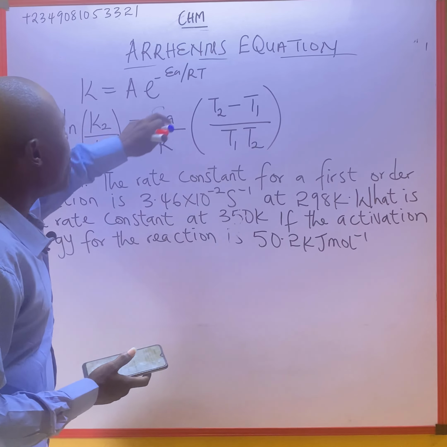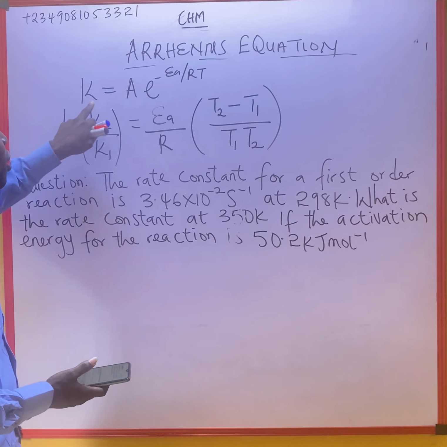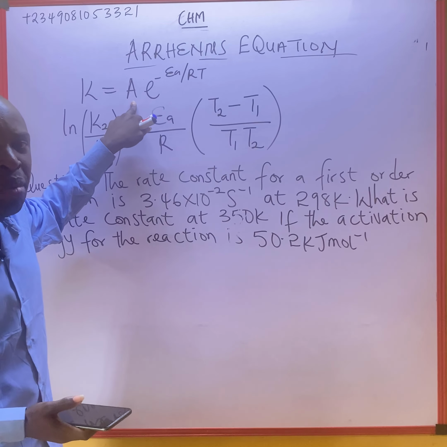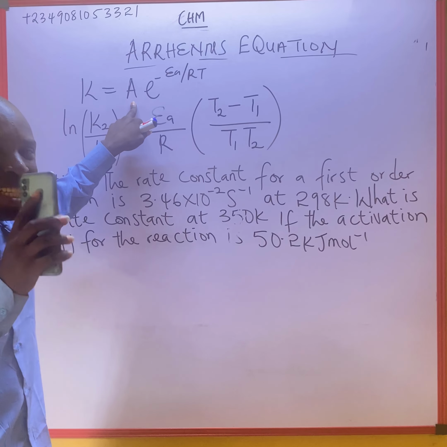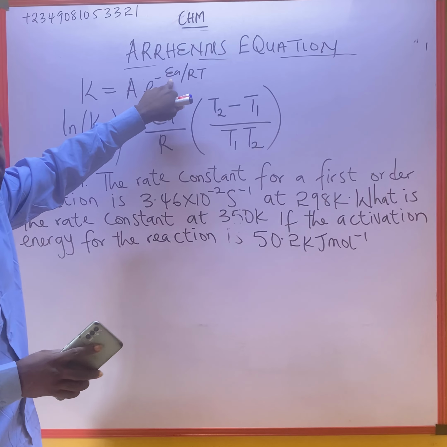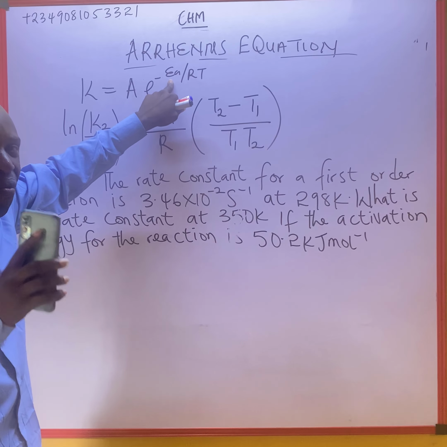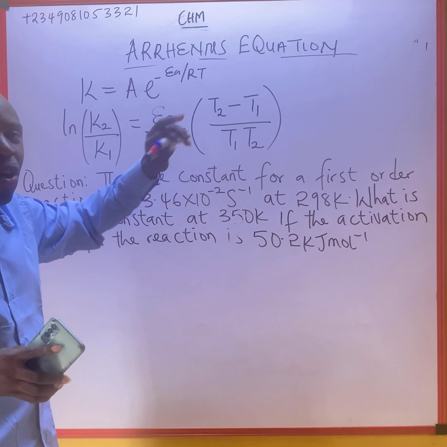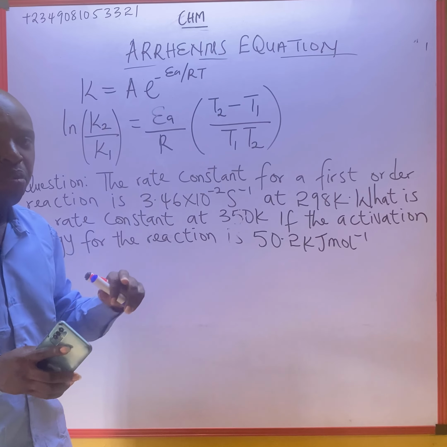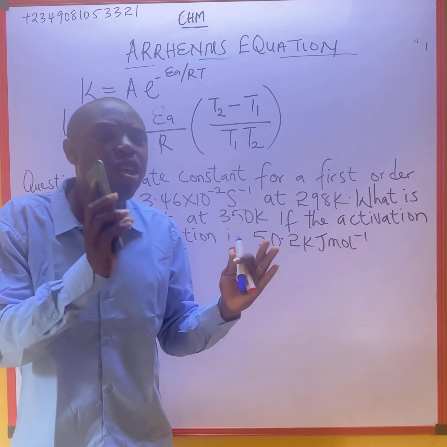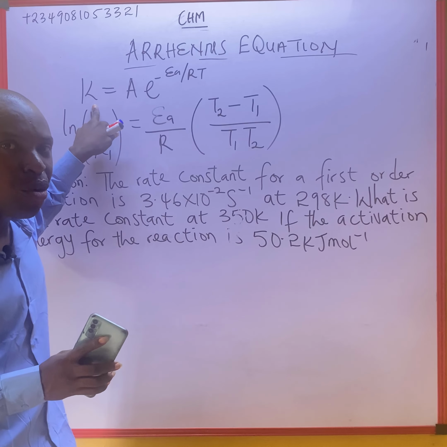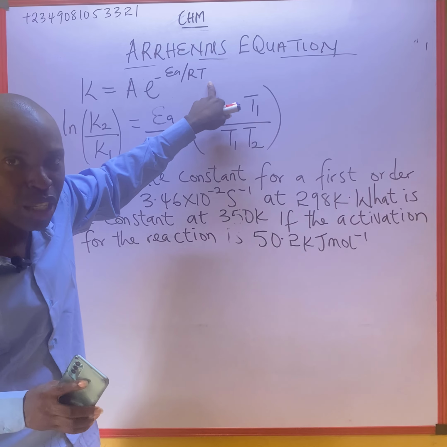Now, the equation for Arrhenius is given by the rate constant is equal to, now take note, this A here means pre-exponential factor or collision frequency. The Ea stands for activation energy. R is your gas constant, which is 8.31, and T your temperature. So, the Arrhenius equation relates the rate constant of a chemical reaction with the temperature.